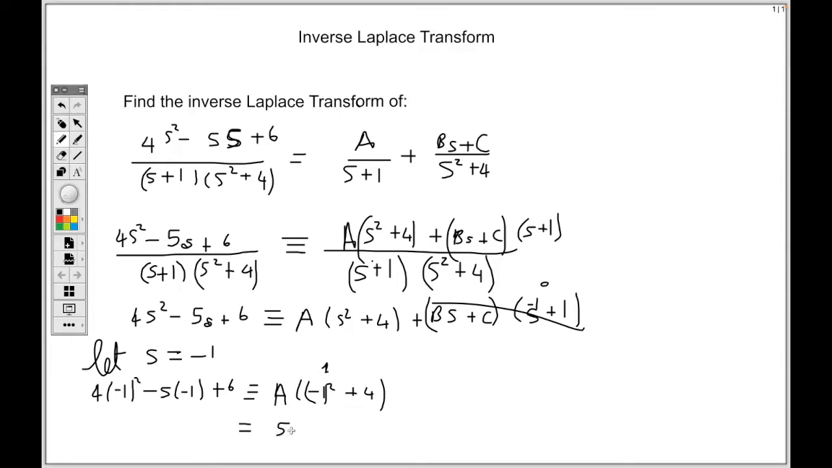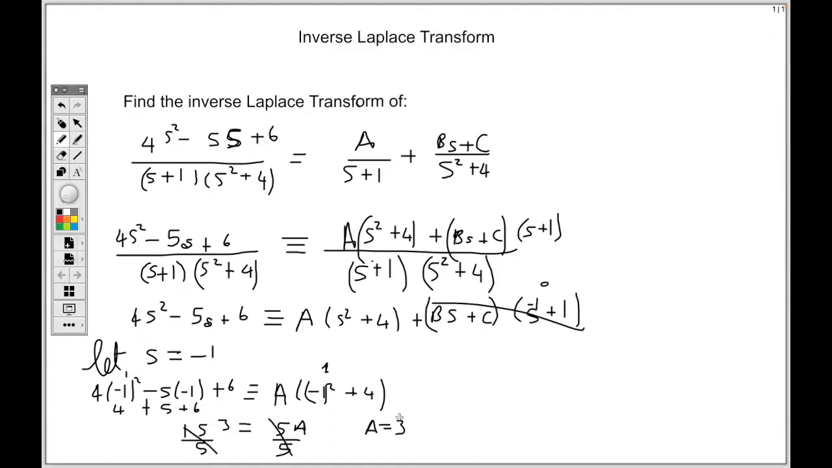So I'll have 5A on my right hand side, and then on the left hand side, -1 squared is 1. So 1 times 4 is 4. -1 times -5, that's +5, plus 6. So adding 4 plus 5 plus 6, that gives me 15. Now I have 15 equal to 5A, so I divide both sides by 5, and this cancels. 5 into 15 goes 3 times, so A is equal to 3.